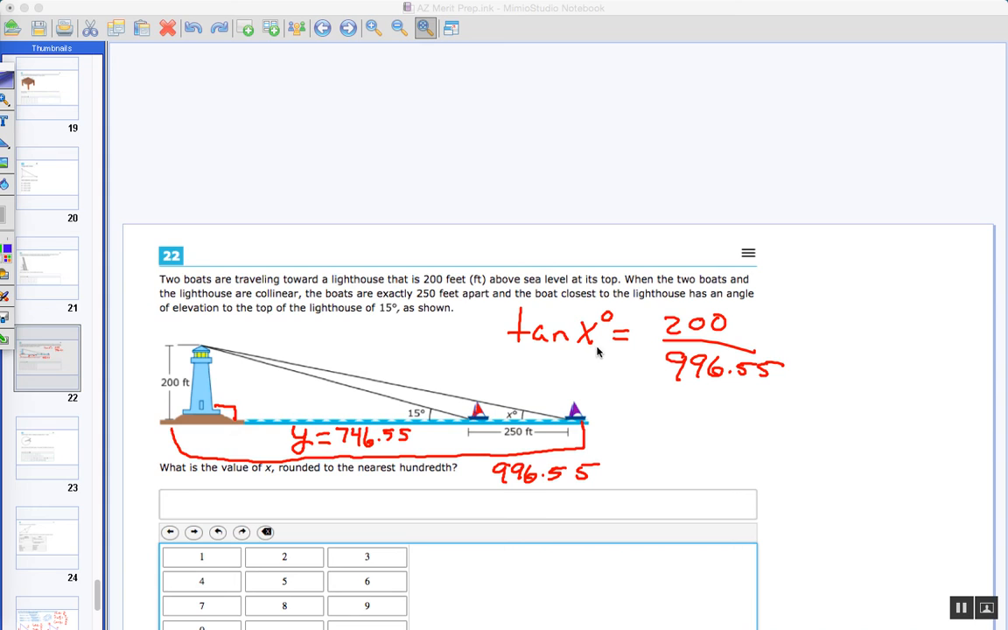Anytime you're solving for an angle, you use your inverse trig function. So we're going to evaluate the inverse tangent of 200 over 996.55. And that gives us 11.35, or 11.35 degrees. So that gives us our value for angle x there.